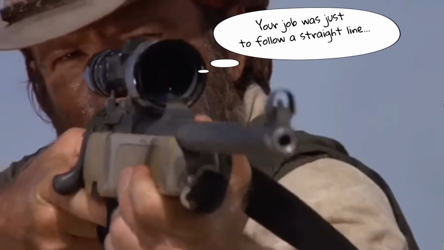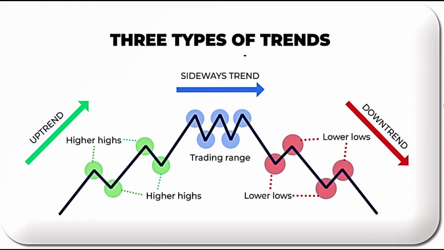We have ascending and descending trend lines. Goes without saying, and by definition, this is when we have uptrends and downtrends.